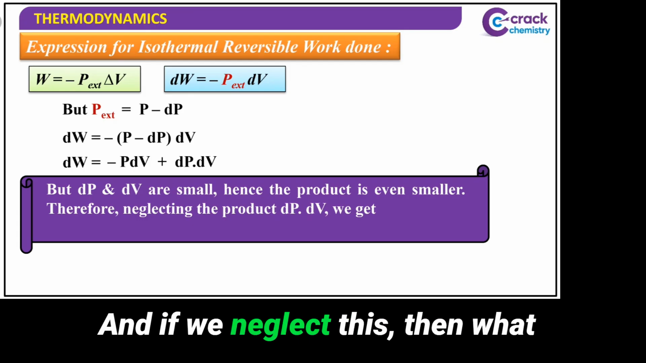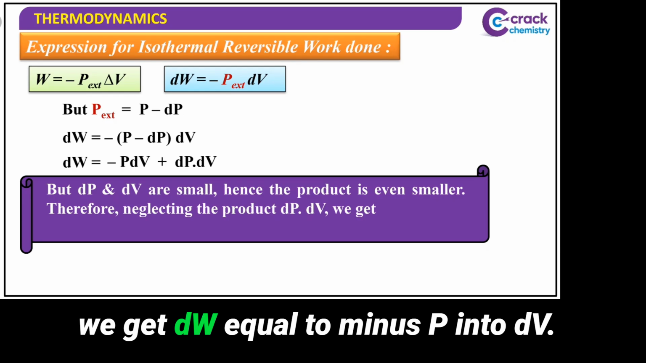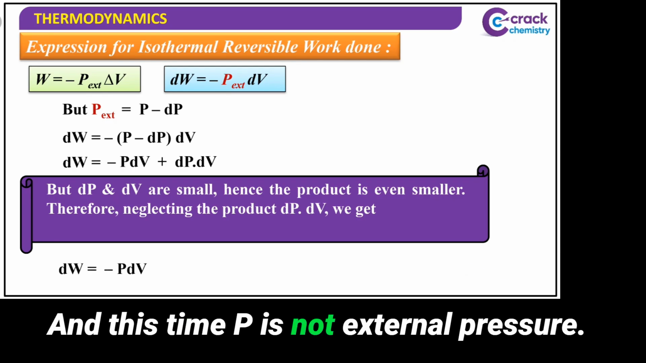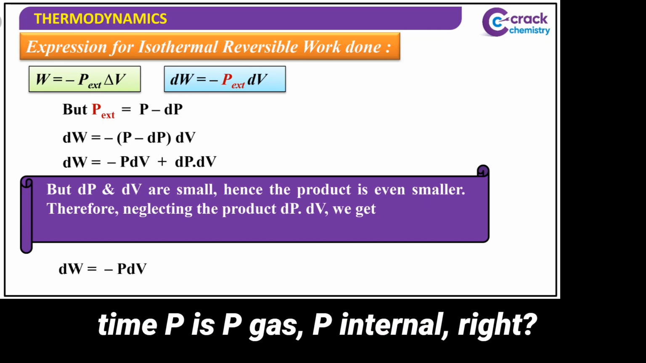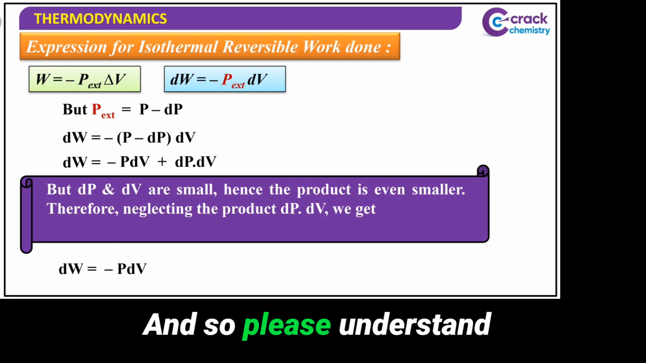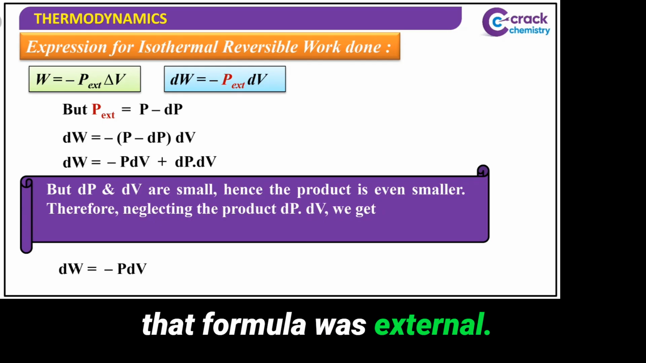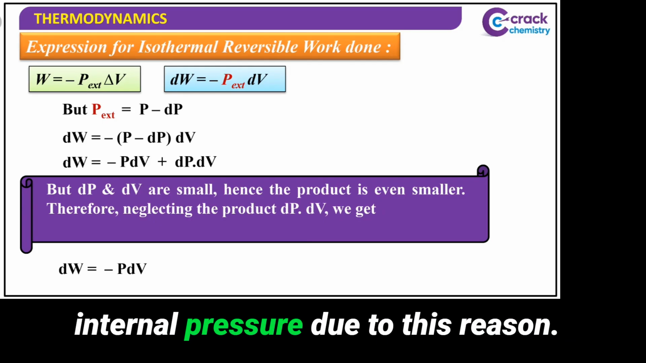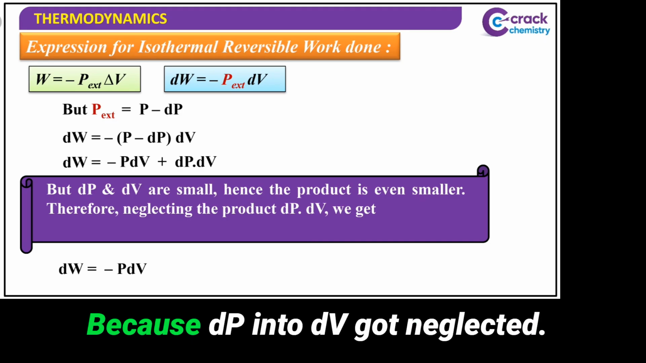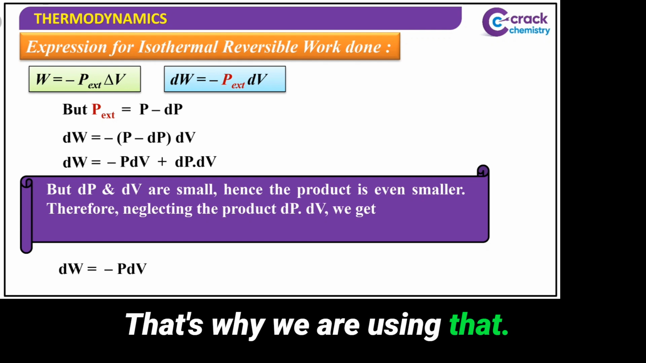And if we neglect this, then what do we get? dW equal to minus P into dV. And this time P is not external pressure. This time P is P gas, P internal, right? Please understand that the earlier formula was with P external, but why are we using the gas pressure, the internal pressure? Due to this reason, because dP into dV got neglected. That's why we are using that.